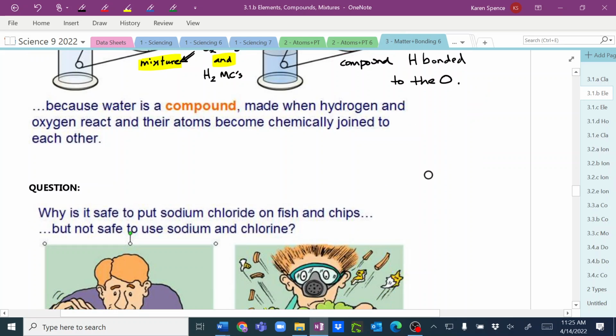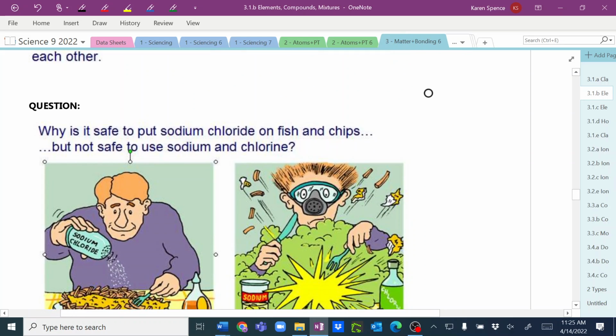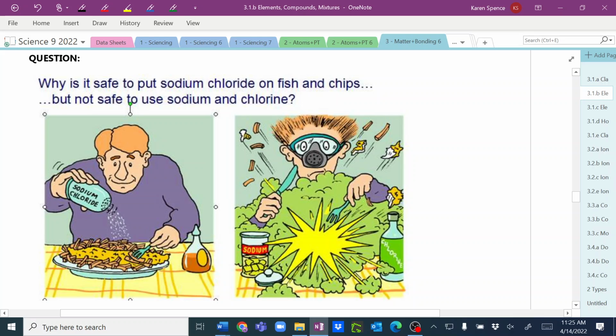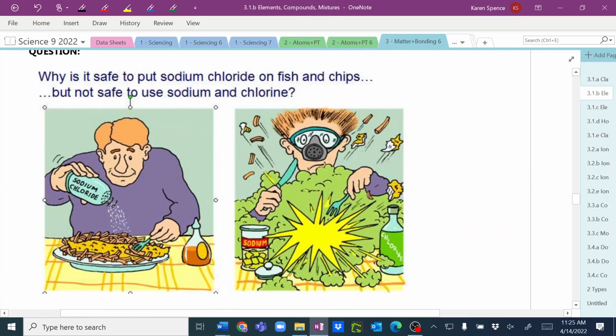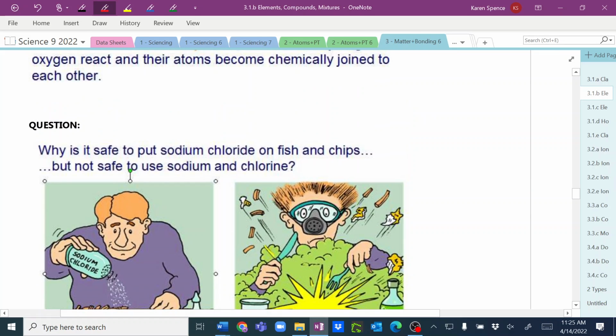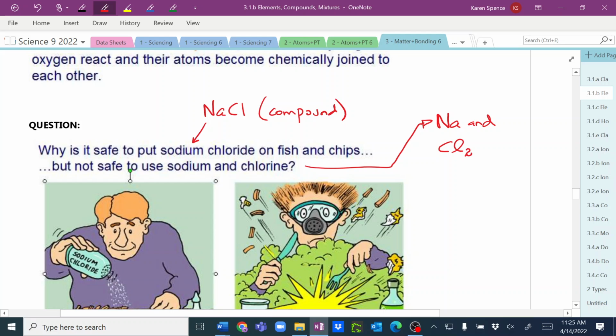So question, why is it safe to put sodium chloride on fish and chips, but it is not safe to use sodium and chlorine? Maybe it's because sodium chloride is NaCl. It is a compound. It's made of two different things. Whereas sodium and Cl, and Cl is one of our diatomic ones, so it's Cl2. They're different substances, yes?